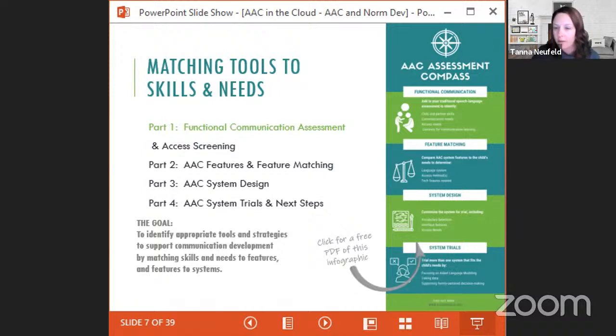There's an infographic here that breaks down those broad categories of assessment that I've put in my Compass framework, and you can click on the link here and get a free infographic PDF version of this if you'd like. But we're going to focus today talking a lot about this communication piece and very little about these other elements of the assessment process, just for the sake of time.